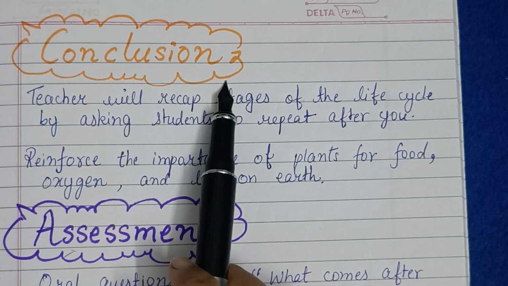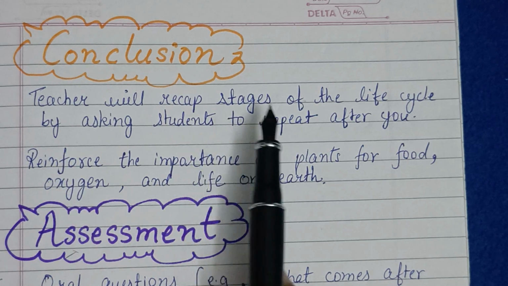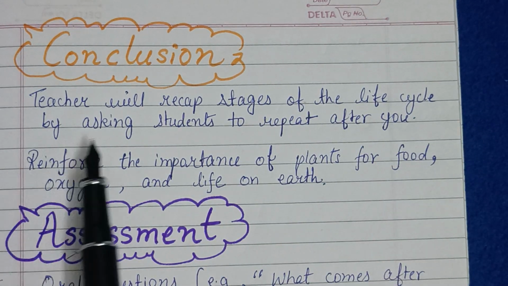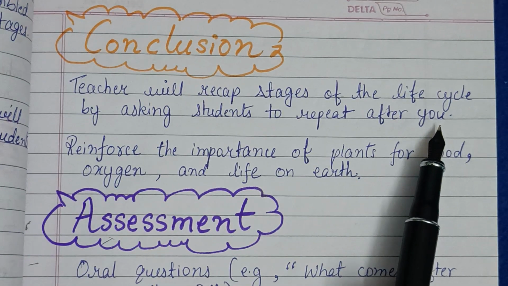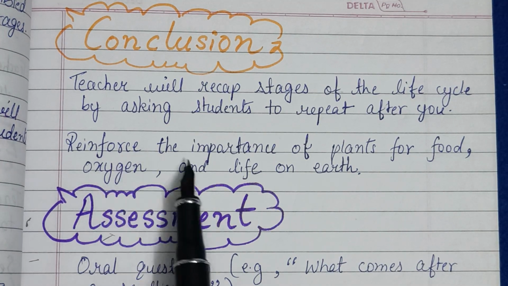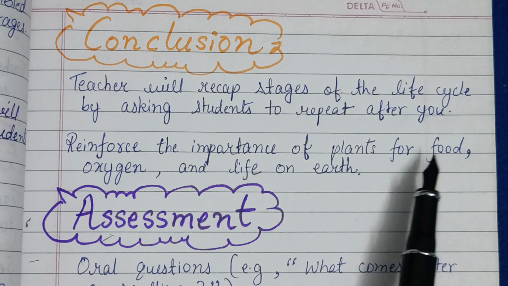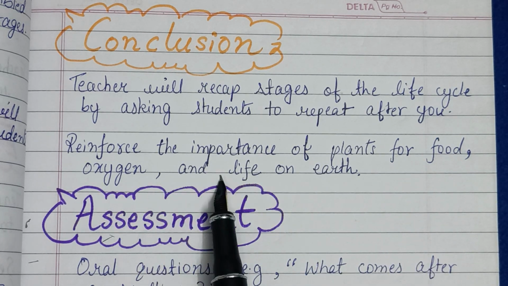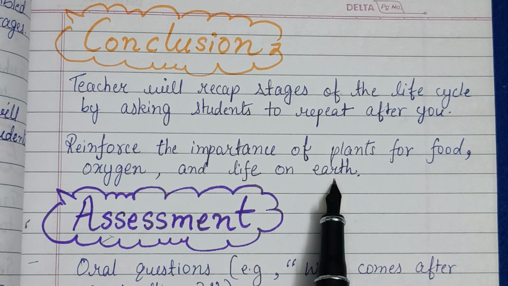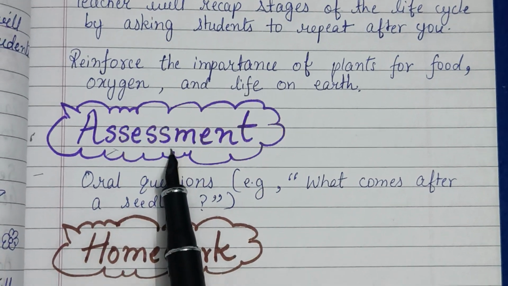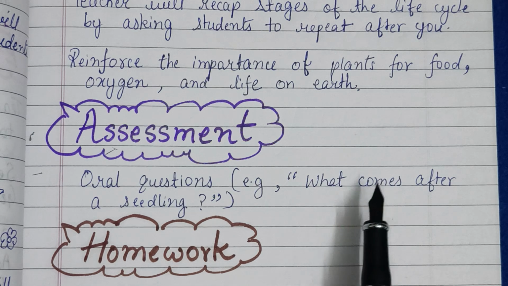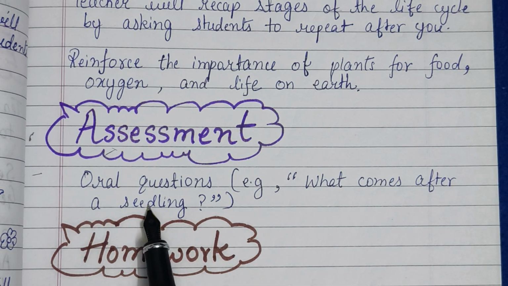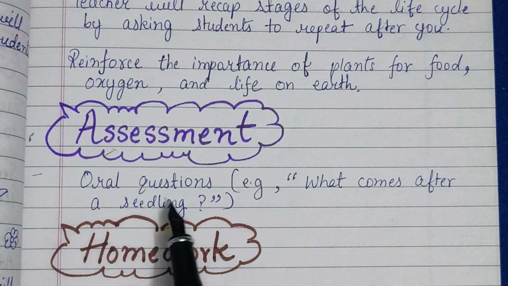Next, conclusion. The teacher will recap the stages of the life cycle by asking students to repeat after you. Reinforce the importance of plants for food, oxygen, and life on Earth. Assessment. Oral questions the teacher can ask. Example, what comes after a seedling? And more questions you can make.